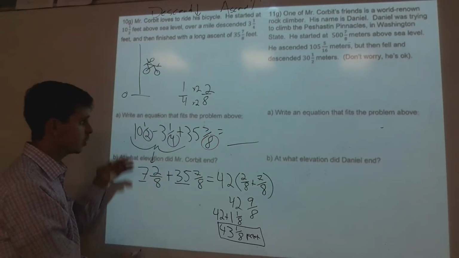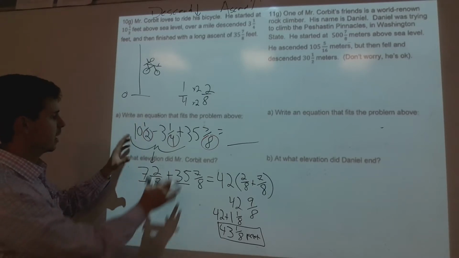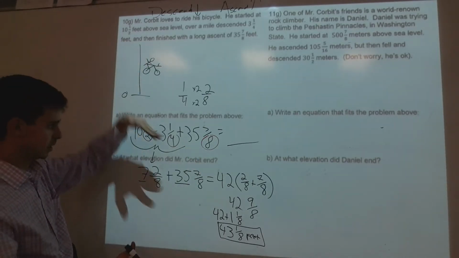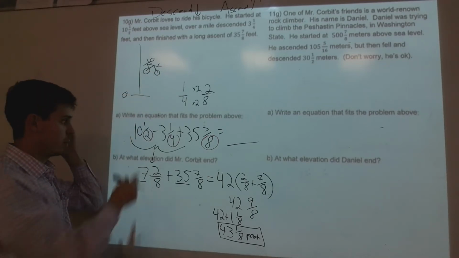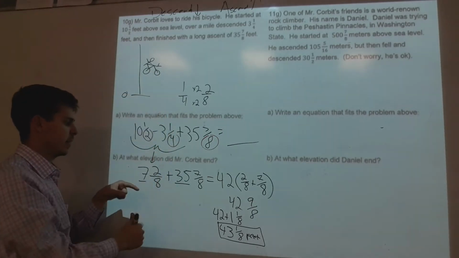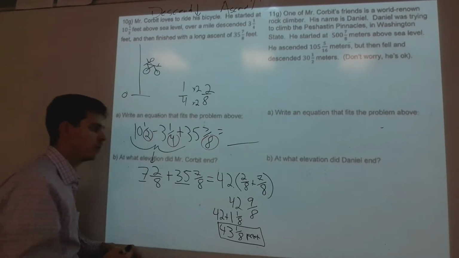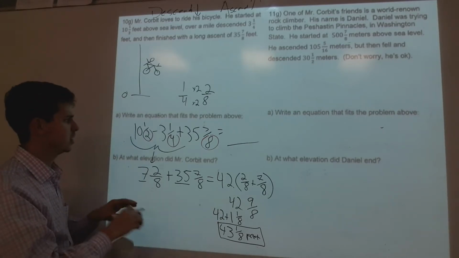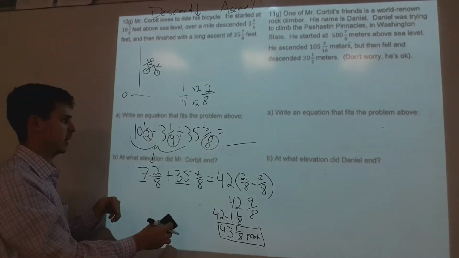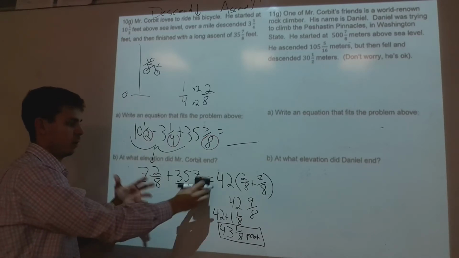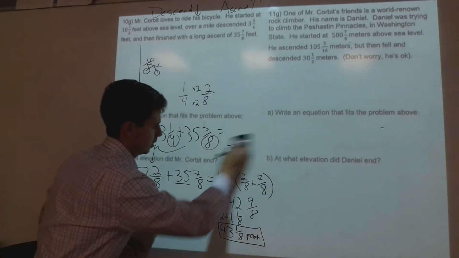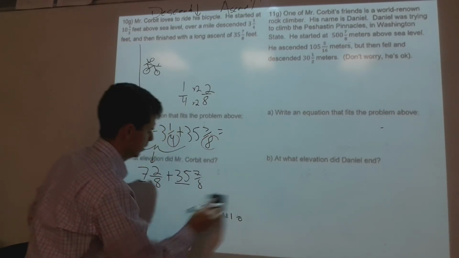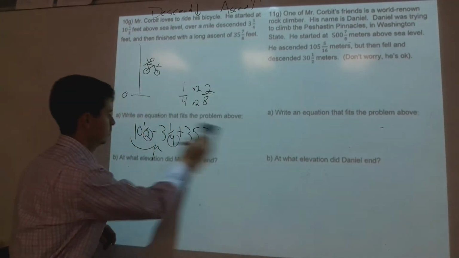Okay. Reviewing this process, I wrote out the expression. It was a path that I went on my bike. Remember, descending is down, ascending is up. And then I also converted all the fractions to a common denominator before I started doing all this stuff. So all of this was easier for me. Okay, I'll erase this. Okay, next problem.